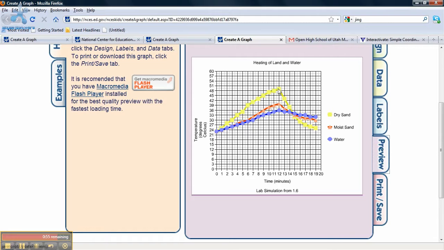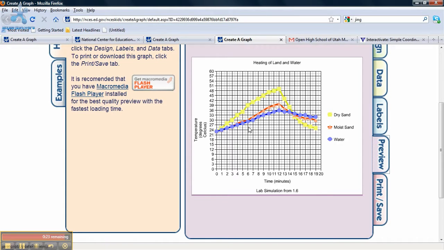And then after minute 12, we turned the light off, and then we measured the temperature as there was no heat source. And you can see that the dry sand drops off pretty quickly. And so we can see that in this data, dry sand, which is representing land, heats up and cools faster than water. Moist sand also heats up faster and cools faster than water.